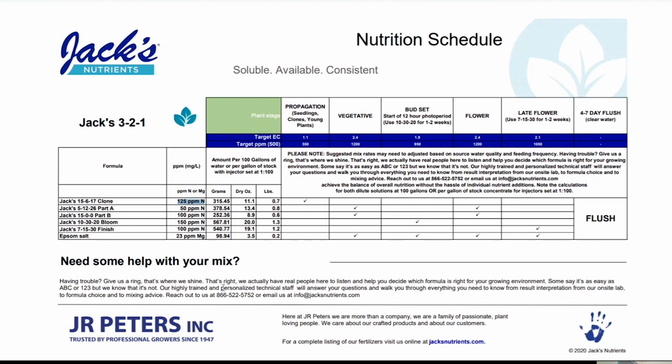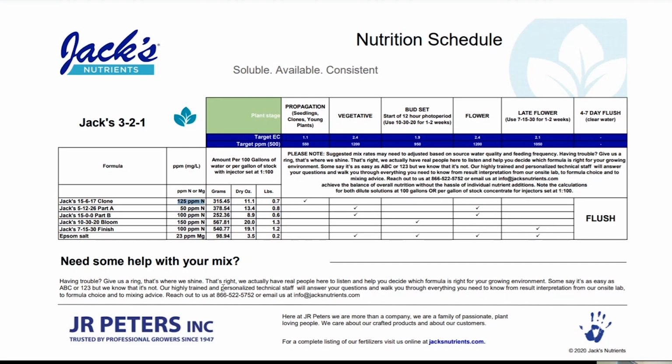Perfect. All right. Then if I go from the 15-6-17 clone, I can see the 125, and then I see the grams, the dry ounces, and the pounds. I like the different measurements depending on what kind of scale you're using. And then to the right of that, if I look at the top, it says propagation, and there's a check mark in that box.